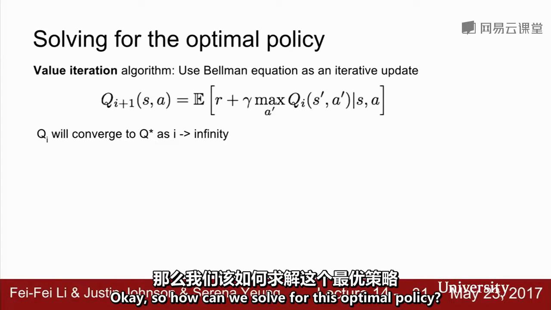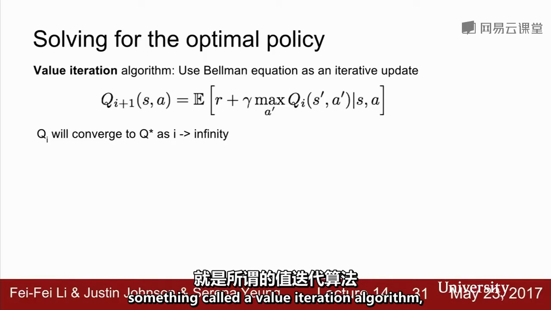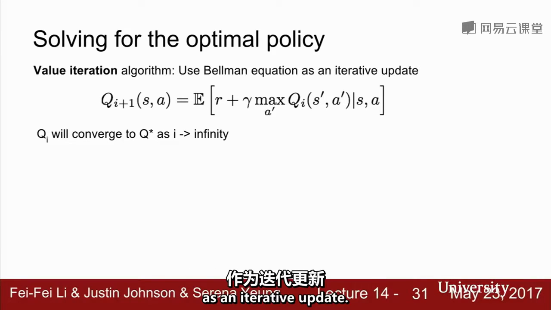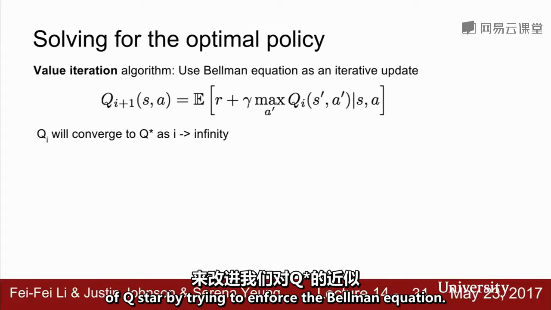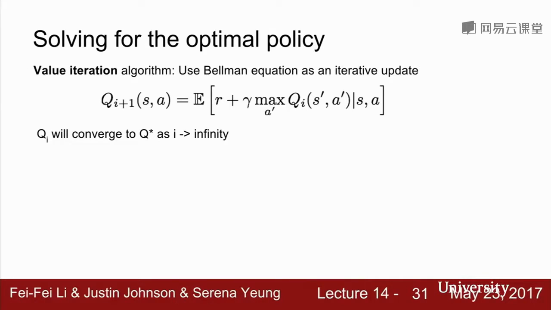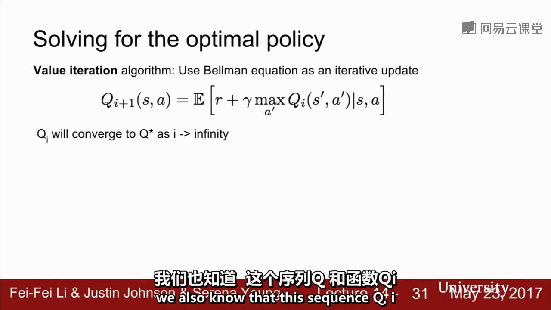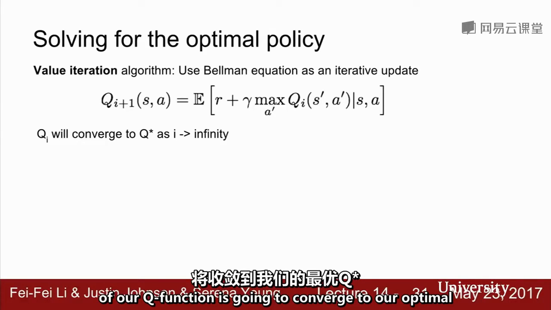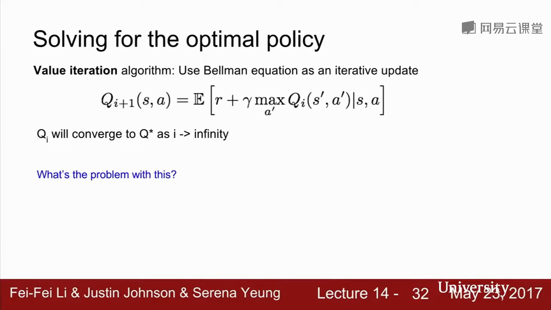Okay, so how can we solve for this optimal policy? One way we can solve for this is something called a value iteration algorithm, where we're going to use this Bellman equation as an iterative update. Right, so at each step, we're going to refine our approximation of Q star by trying to enforce the Bellman equation. And under some mathematical conditions, we also know that this sequence Q_i of our Q functions is going to converge to our optimal Q star as i approaches infinity.